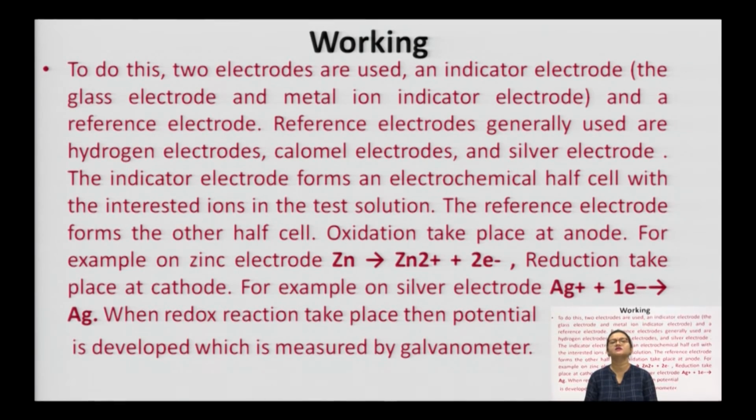For example, the silver electrode: Ag plus leaves out 1 electron and forms neutral silver, Ag. When the redox reaction takes place, then a potential difference is created between the test solution and the indicator electrode, which is measured by the galvanometer as a potential difference or as a voltage difference.